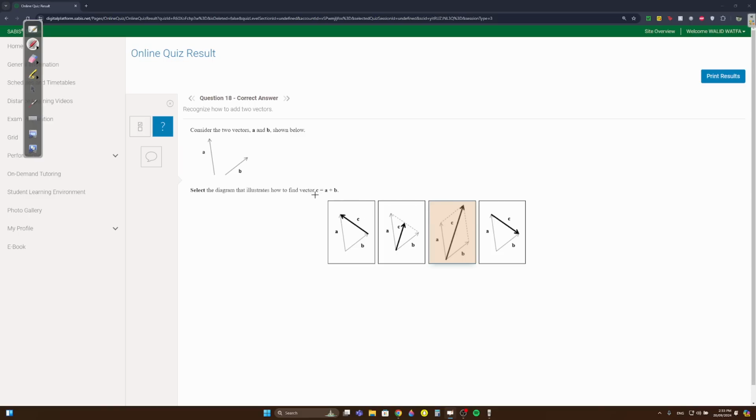Vector c equals a plus b. There are two ways to add vectors. When you have the head connected to the tail, it's the triangle method. But if you have tail connected to tail like this, then you use the parallelogram method and you connect. Like this. Here we don't have any head connected to any tail, it's tail with tail, so you use the parallelogram method. This is wrong, this is definitely wrong, this is definitely wrong.